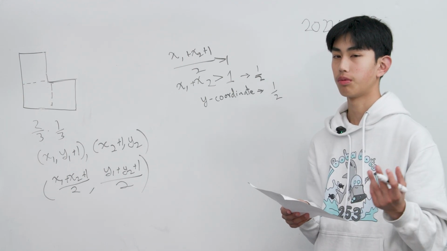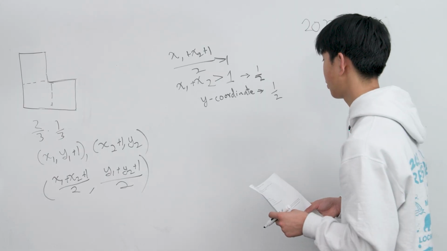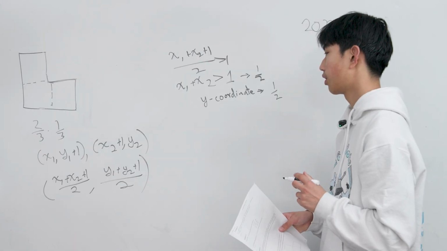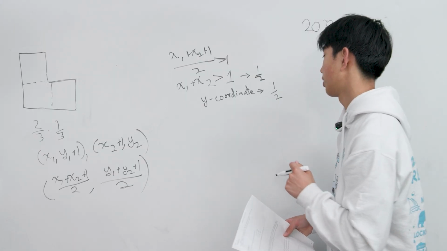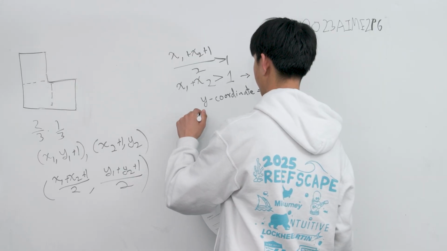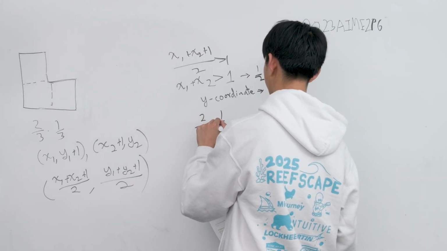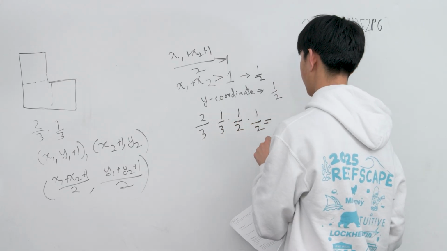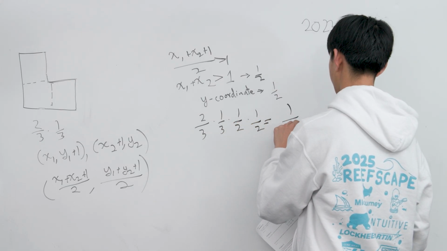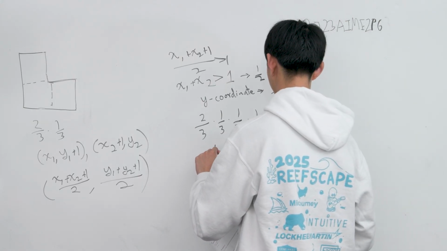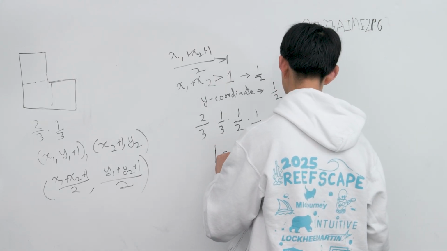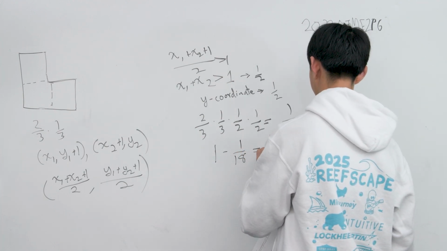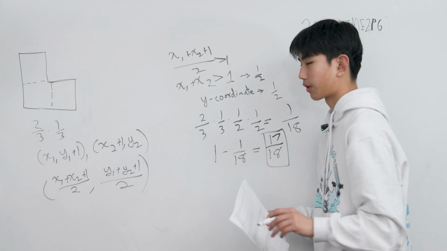So then we can just do 1 minus the complement. So we have 1/2, right? And then we have the probability from earlier about the points in the squares. So we can just multiply all these together. 2 over 3 times 1 over 3 times 1 over 2 times 1 over 2 equals 1 over 18. So 1 minus 1 over 18 is 17 over 18, and that is our answer for this problem.